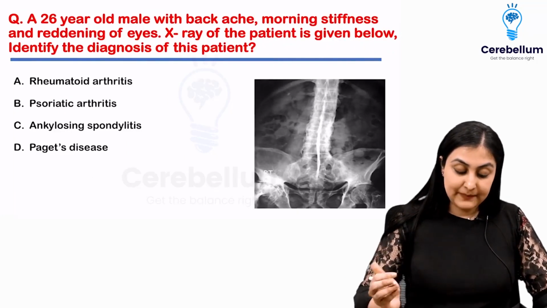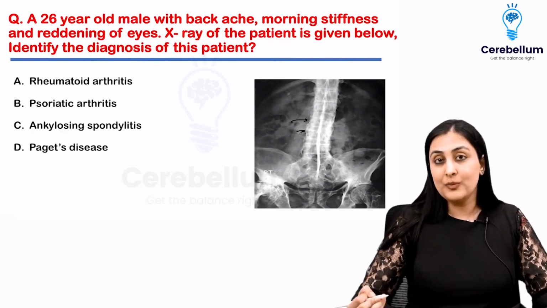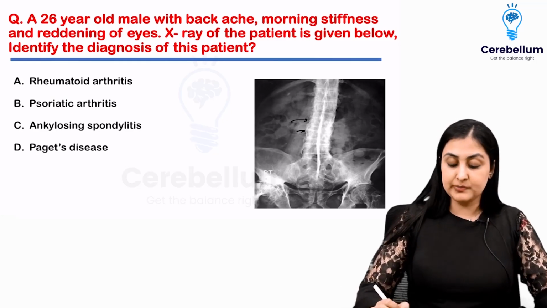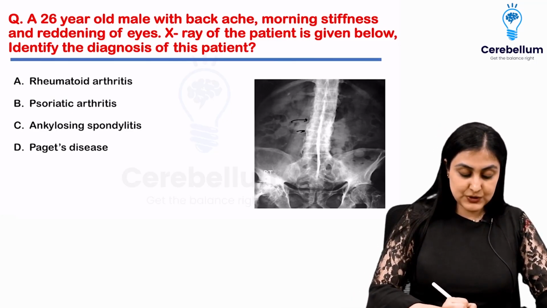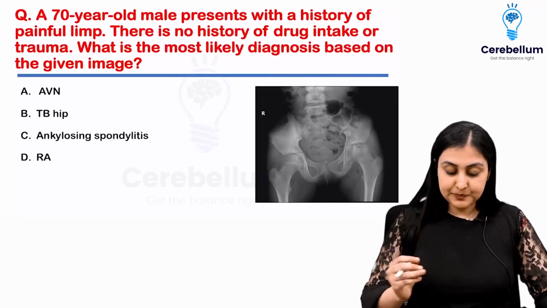26-year-old male with backache, morning stiffness and reddening, X-rays shown. So again, you will see how many questions from ankylosing spondylitis have come in the past. You can see how this complete fusion with the dagger sign. So this is ankylosing spondylitis.